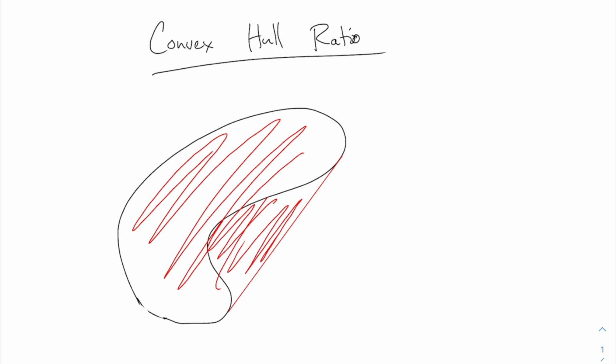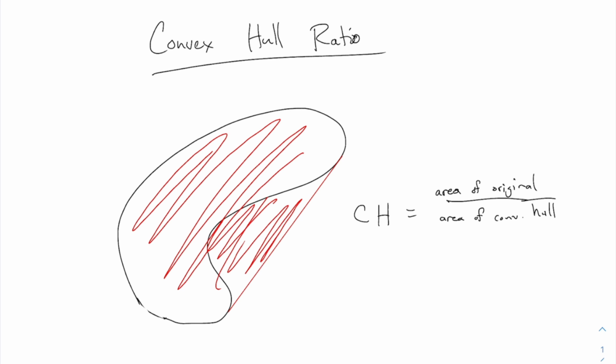And the convex hull ratio is a specific number, which I usually write as CH, the convex hull ratio. And the definition is it's the area of the original shape divided by the area of the convex hull. Right? This is what I said at the very end last time. The convex hull ratio is the area of the original shape divided by the area of the convex hull.